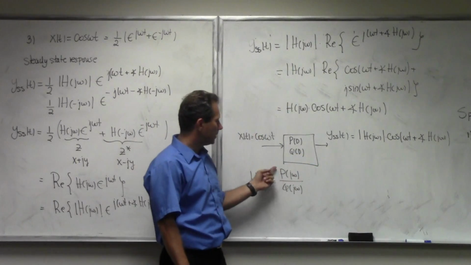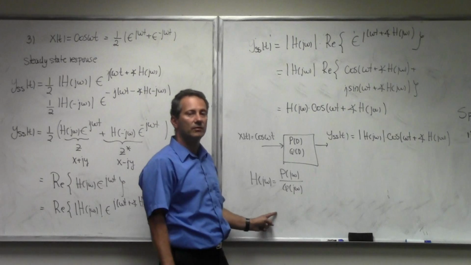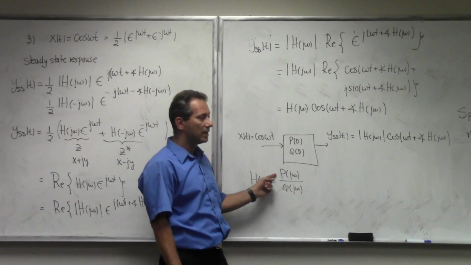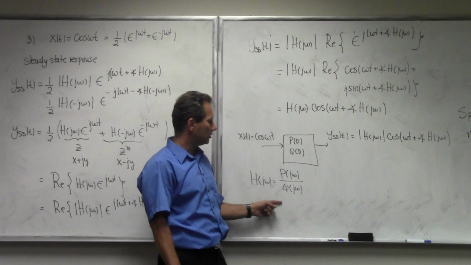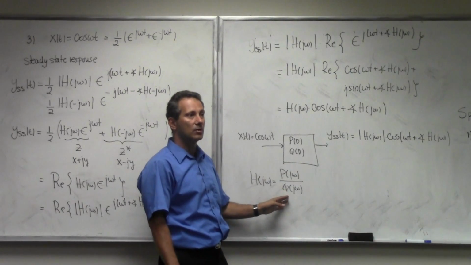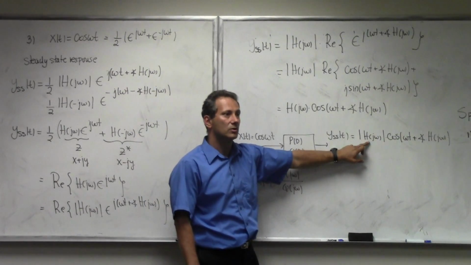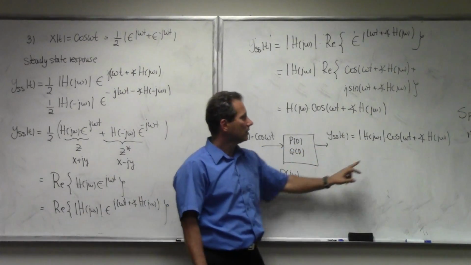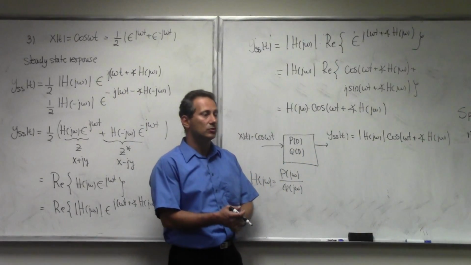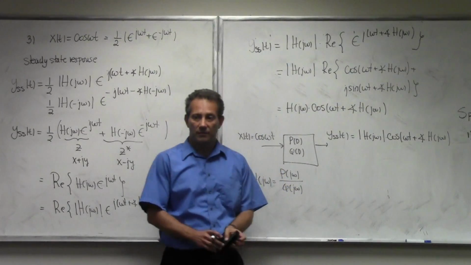And if I'm given P and Q, then I can determine this by simple evaluation of this ratio here. I substitute my j omega into P, substitute j omega into Q. I'm going to get two complex numbers. I divide the two, and I get one complex number. The magnitude of that number is going to multiply the magnitude of the cosine. The angle of that number will add to the angle of the cosine. So all that the linear system will do to a cosine is scale it and possibly phase shift.